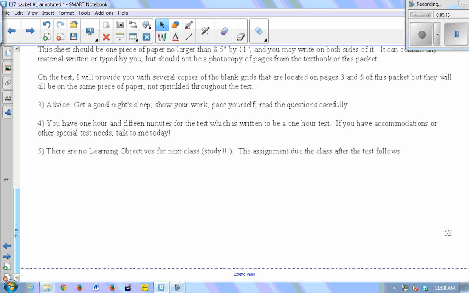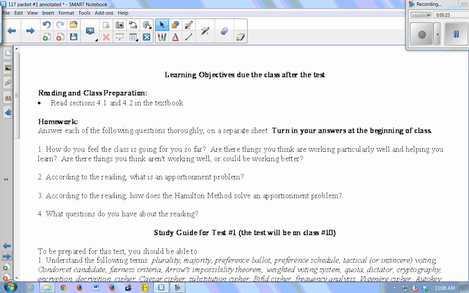There's no learning objectives, no homework for next class, just study. The day after the test, I believe that there is a homework due, but it's super short and fast. To the test? You can bring page 7 and 8, yeah. Oh, no, that's due Thursday. Let's still do Thursday. There's no new homework, sorry. I'm not assigning any new homework today. But your homework 7 and 8 are still due Thursday.